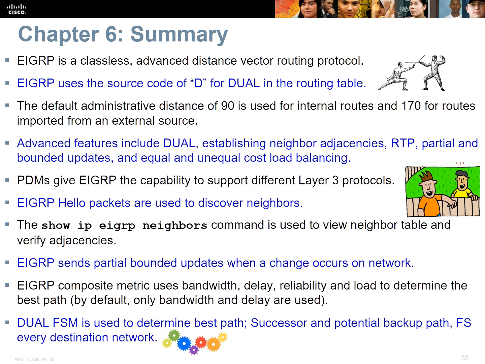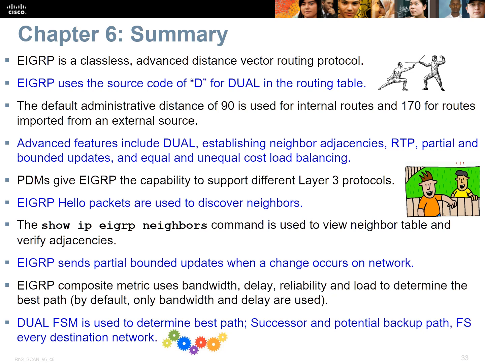All right, so we looked at EIGRP and what it can do. It uses DUAL for its update algorithm. The default administrative distance is 90 and external routes are 170. We'll look at that in more detail in a little while. DUAL has neighbor relationships. It uses Reliable Transport Protocol. It can send partial and bounded updates, and it supports different types of load balancing. Protocol dependent modules mean that it can do IPv4, IPv6, IPX, AppleTalk, DECnet, everything.